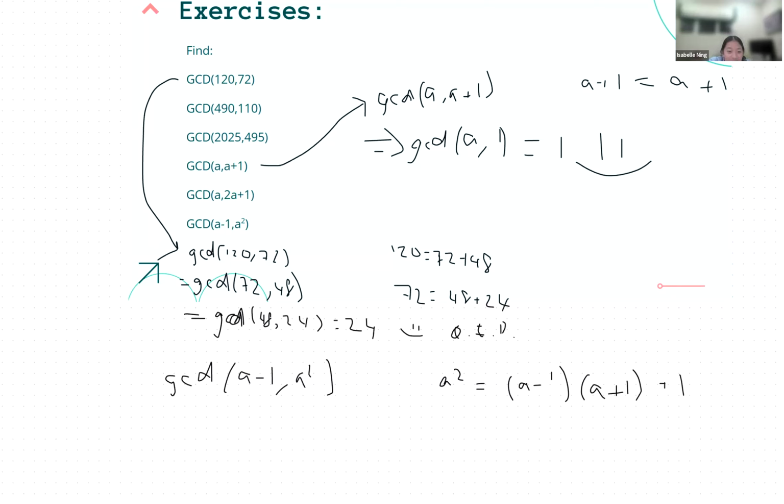Okay, so this equals GCD of, what was it? A minus 1 and 1, which equals 1. Big brain. Okay.